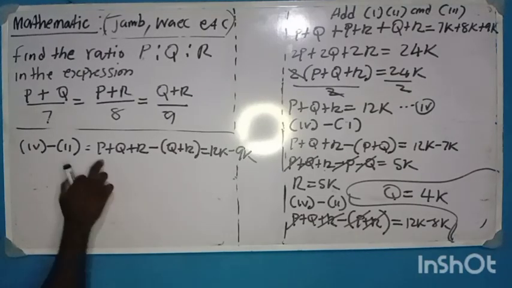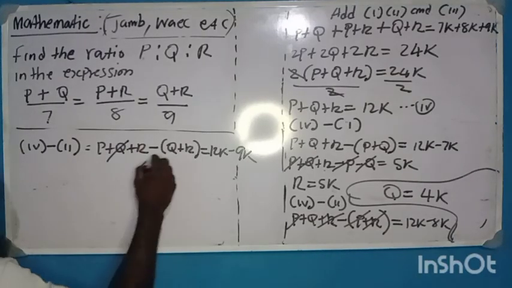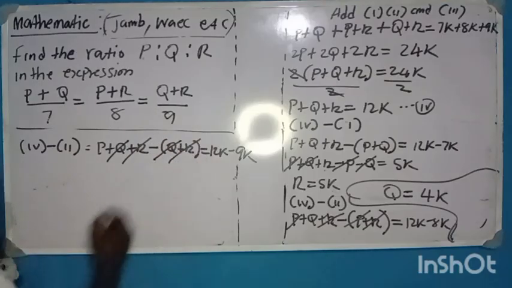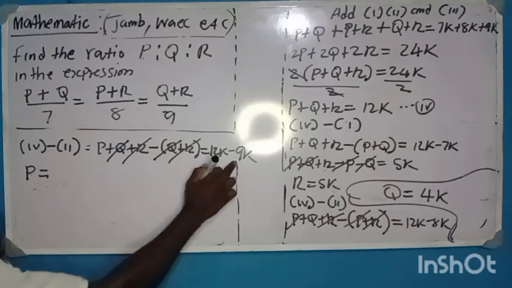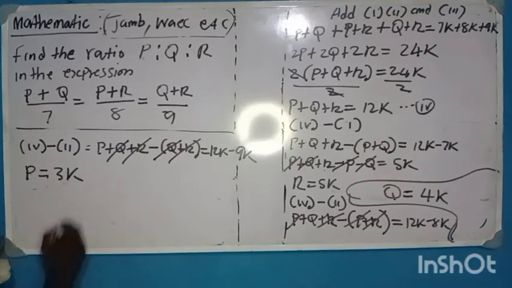So you see that the same thing will happen. Plus Q will go with minus Q and R will go with R. You are left with just P, right? So P will be equal to 12K minus 9K, that is 3K. 3K. So we've gotten the value for P, Q, and R.